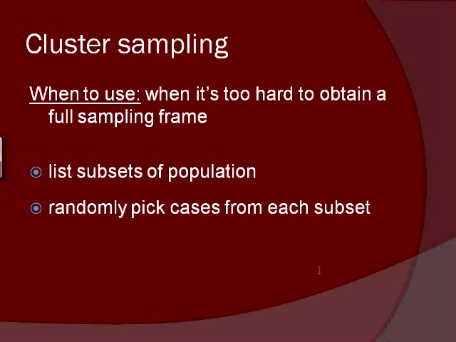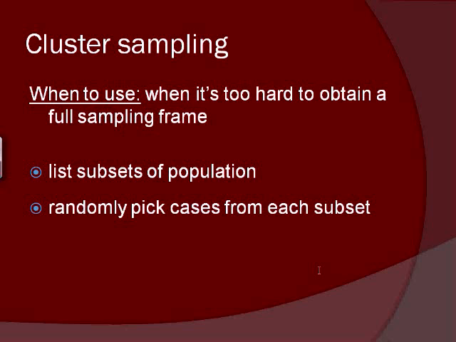And finally, cluster sampling. Sometimes we don't have a sampling frame. It's extremely difficult to obtain a sampling frame because it would take forever to assemble it. It's possible, but it would take a long time. And so if we can't get a full sampling frame, we can cluster or place our sampling process in stages. So we can get the sampling frames of the clusters of the population. So what we do in this case is we list subsets of the population of interest, and then we randomly pick cases from each subset.